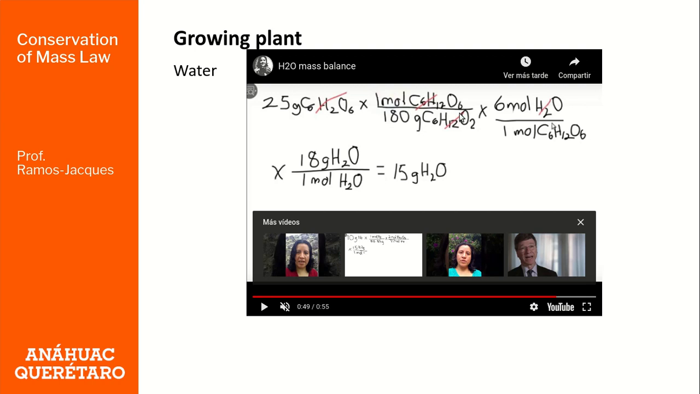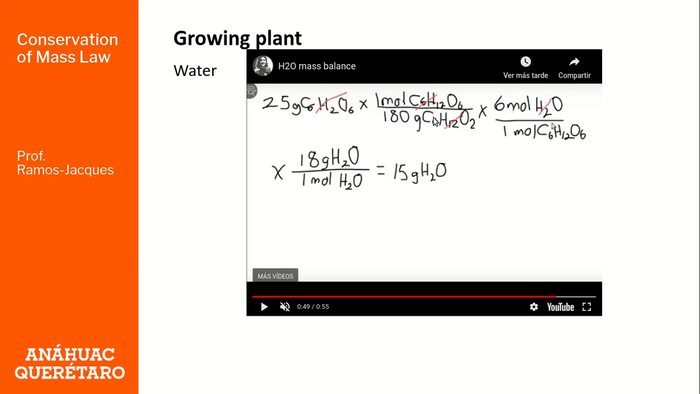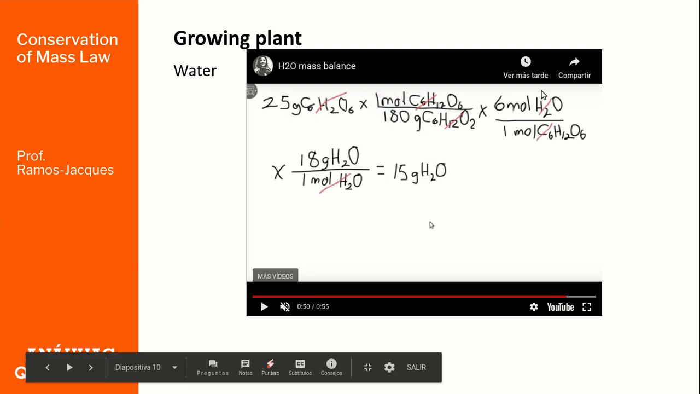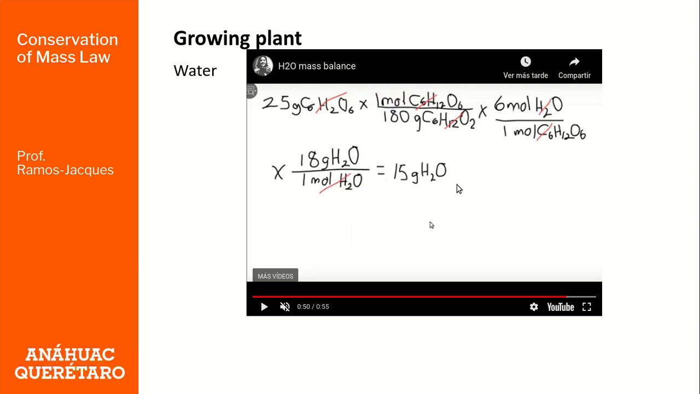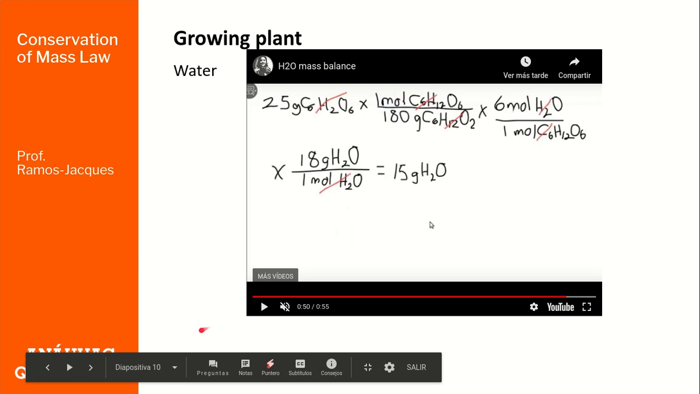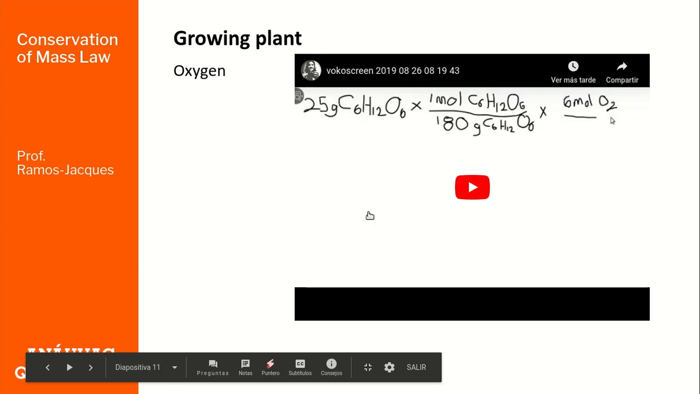by mole, divided by mole, and moles of water divided by mole of water, and you obtain grams of water. In this case it is 15, and then we can also calculate the mass of oxygen.